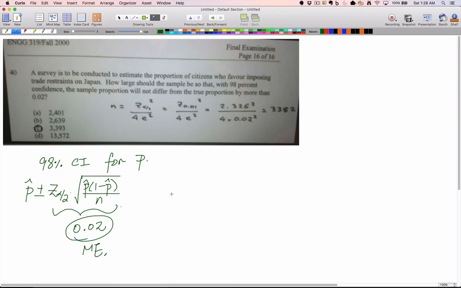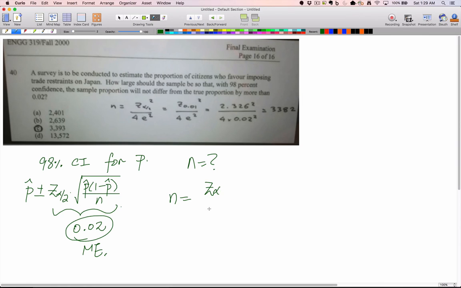Okay, so to compute the required sample size, what we're looking for here is how big does n have to be in order to make sure that our margin of error stays within 0.02. So for a 98% confidence interval, z alpha over 2 will be 2.33, and we want to look for n. The formula for this guy is n is equal to z alpha over 2.